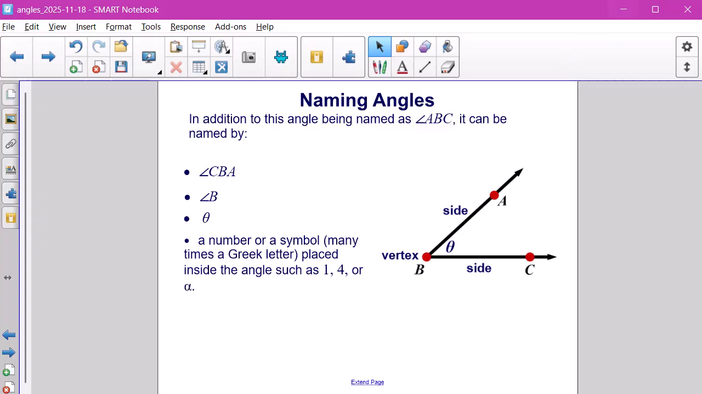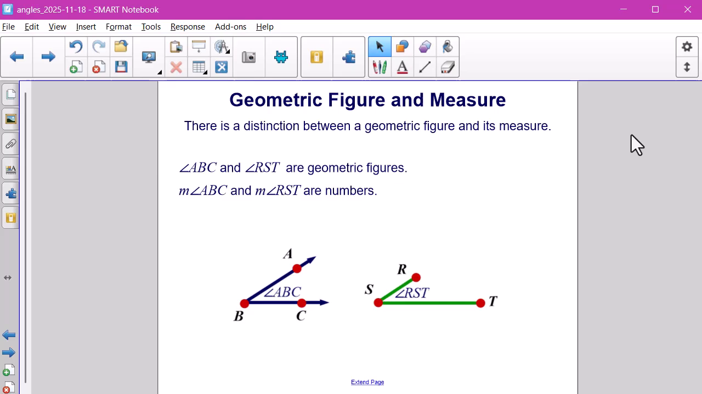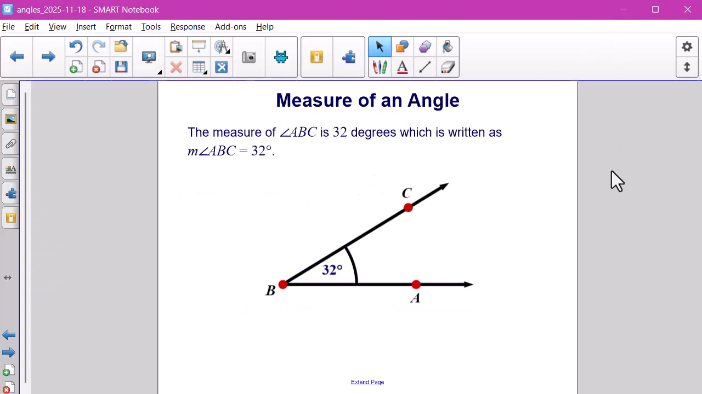There is a distinction between a geometric figure and its measure. Angle ABC and angle RST are geometric figures. Now, when we have this little m in front of the angles, it's read as measure. So the measure of angle ABC and the measure of angle RST, they are numbers. The measure of angle ABC is 32 degrees.